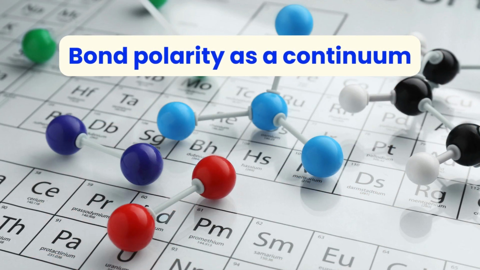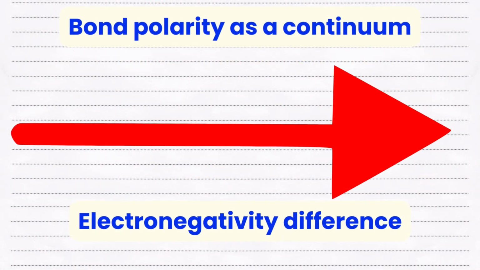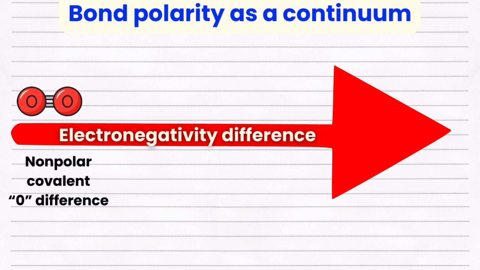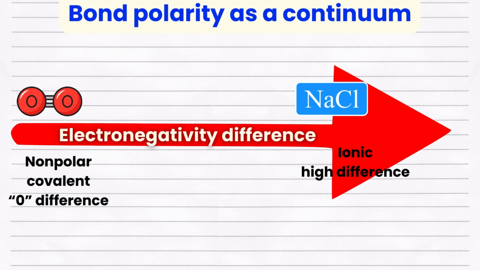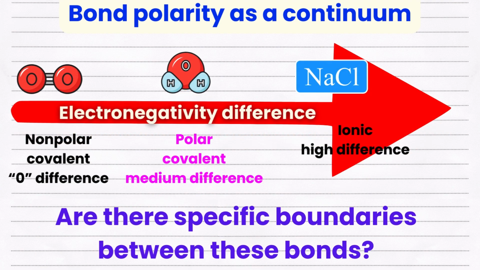Bond polarity as a continuum. Bond polarity exists as a continuum or a spectrum, or kind of falls on a number line. The nonpolar covalent bonds with equal electron sharing lie on one end of this number line. Ionic bonds with complete electron transfer exist on the other end of this number line. In the middle region, polar covalent bonds exist with unequal electron sharing. Are there specific boundaries between these bonds?